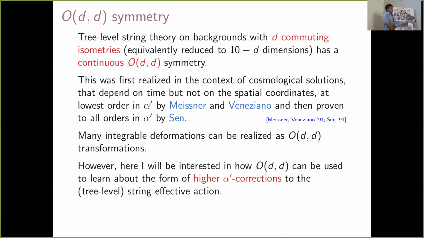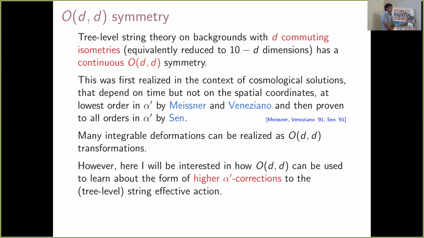Namely, solutions that are independent of the spatial coordinates and depend only on time. And to lowest order in alpha prime by Meissner and Veneziano, and then shortly thereafter, it was proven that this symmetry extends to all orders in alpha prime by Sen.